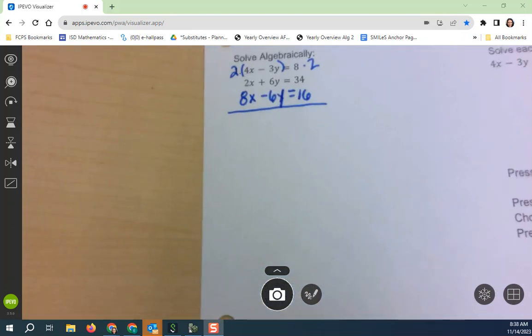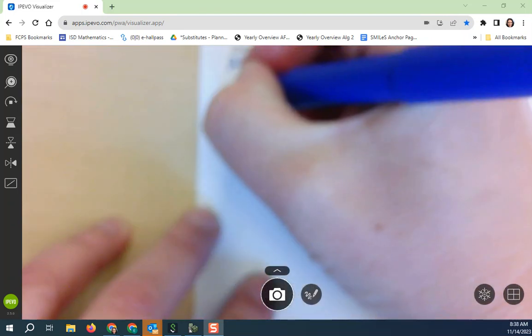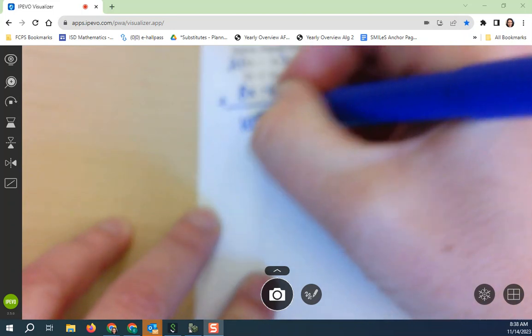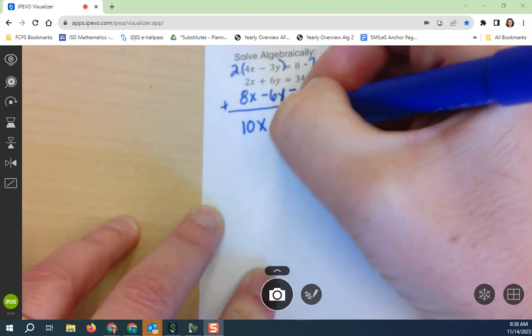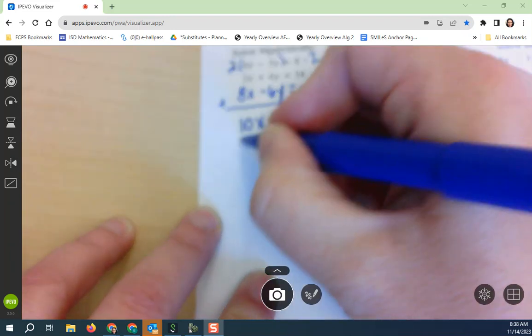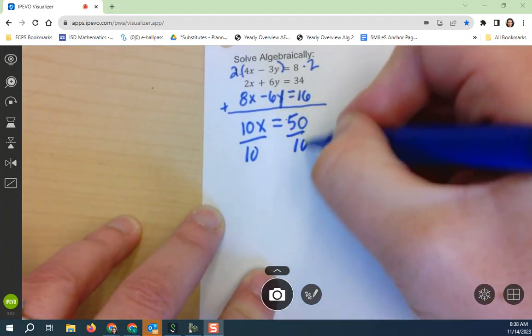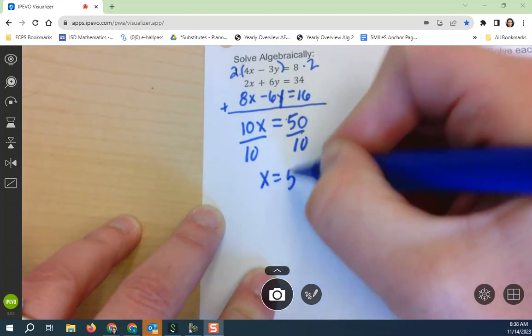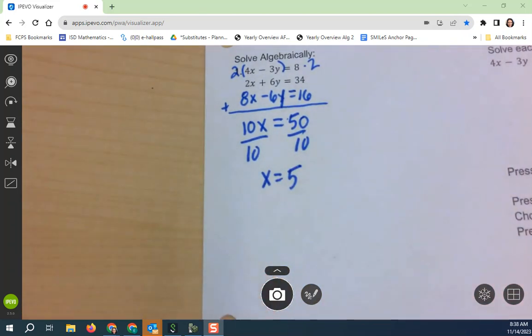So I'm going to add it to the second equation, and I get 10x, my y's cancel, equals 50. Dividing it by 10, I get x equals 5. Now, remember, I multiplied the first equation by 2. If that was not how you started, that's okay. There's other ways to start. You can also check out the solution on the board for canceling out the x's instead of the y's.